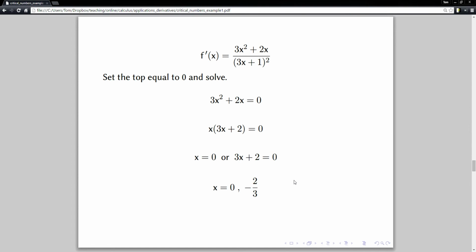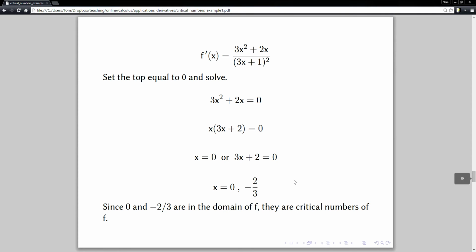Next, I need to check that those numbers are in the domain of the function f. Remember, the domain was all real numbers except negative 1/3. Neither of these is negative 1/3, so these are okay. They are both in the domain of f, and therefore they are both critical numbers of this function f.